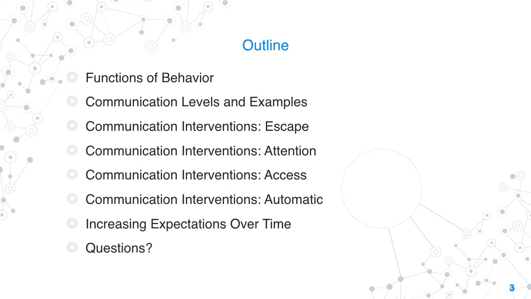A quick outline about what we're going to talk about today. We're briefly going to talk about the functions of behavior, go over some communication levels and examples for each of those communication levels. And then we're going to talk about some communication interventions that you can hopefully implement easily at home that target escape, attention, access, and automatic functions, and then how we can increase those expectations for our kids over time.